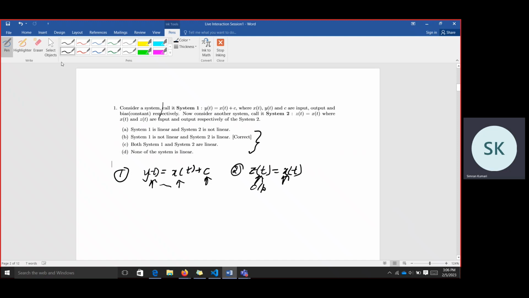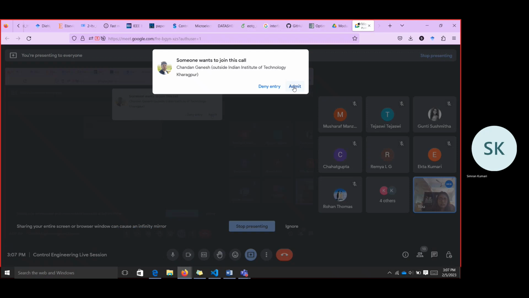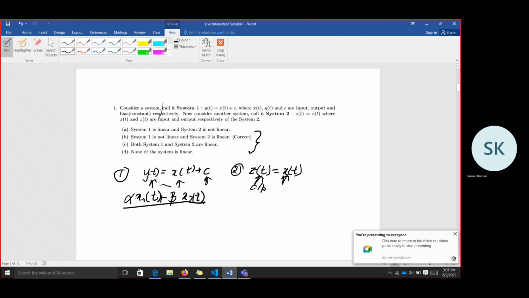So let us see. For the first system, if we take x1(t) as the input, and another input, suppose x2(t). Now we'll take a linear combination of these two, alpha x1(t) plus beta x2(t). Now this input will be applied to both the systems, and we'll see what the output is. For a linear system, what we expect is that the output should be alpha y1(t) plus beta y2(t).